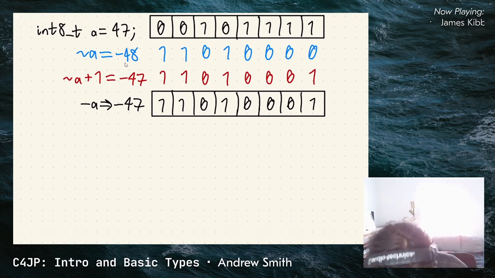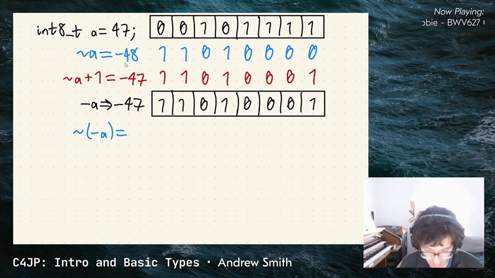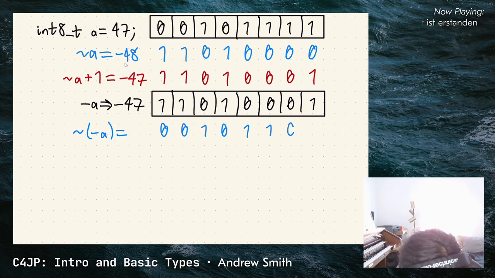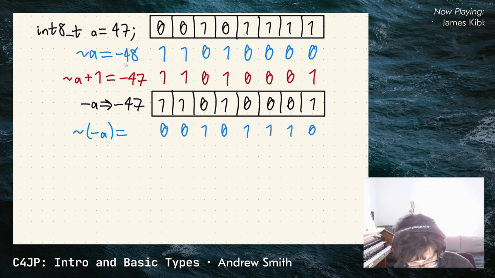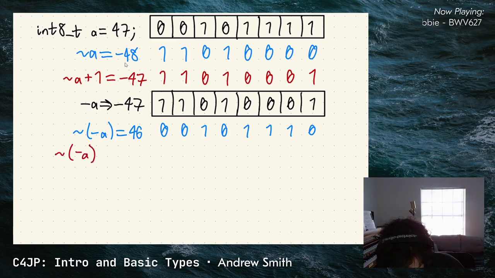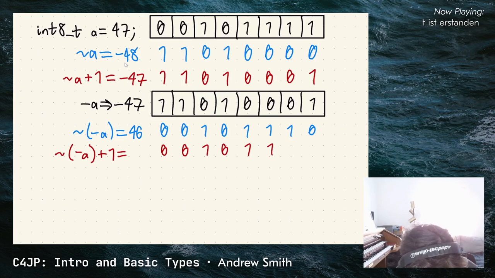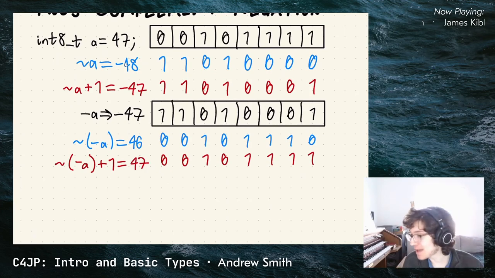Let's do the same thing. Let's do the bitwise inverse of negative a and figure out what that would be. We've got 0, 0, 1, 0, 1, 1, 1, 0, and that's equal to 46. Is this actually going to work going the other way too? Let's say we complement negative a plus 1, which yields 0, 0, 1, 0, 1, 1, 1, 1, which sure enough matches our initial bit stream, and is 47. We get back to the value that we were expecting.